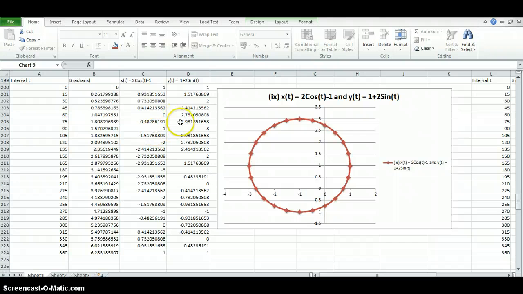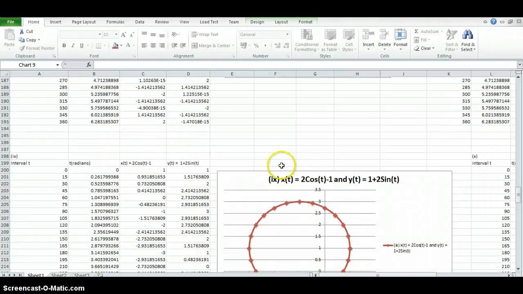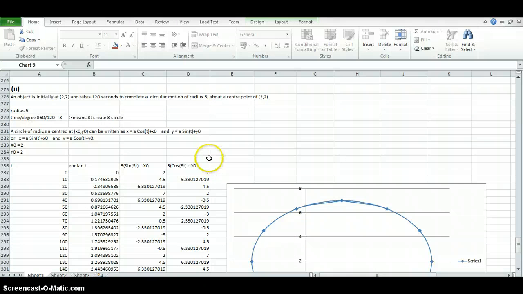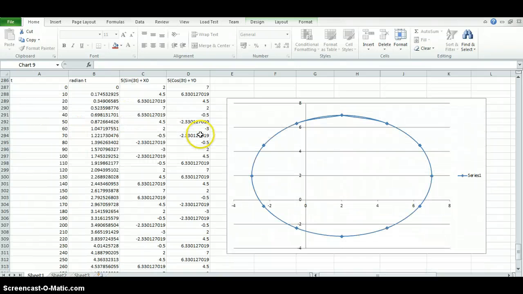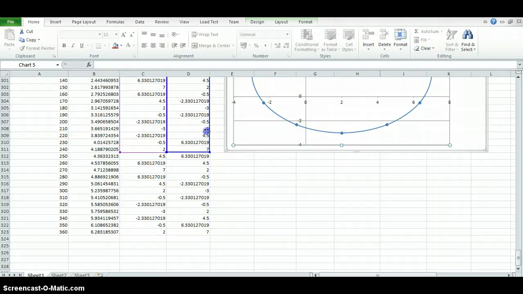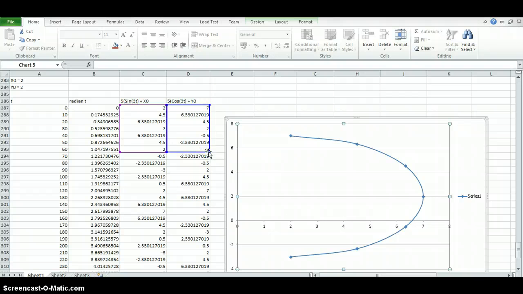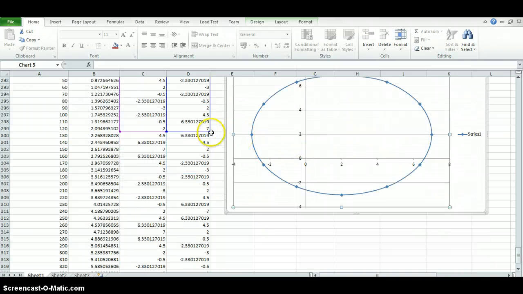How do you control the speed? You control the speed by multiplying the time by how much you want. As we can see here, we needed to finish a whole circle at 120 seconds. So I divided 360 by 120 to get 3, which means 3t creates the circle. At 120 we wanted to create a whole circle. So if we do that here and look to see if it does that, you can see here the start, and at 120 it created a whole circle.